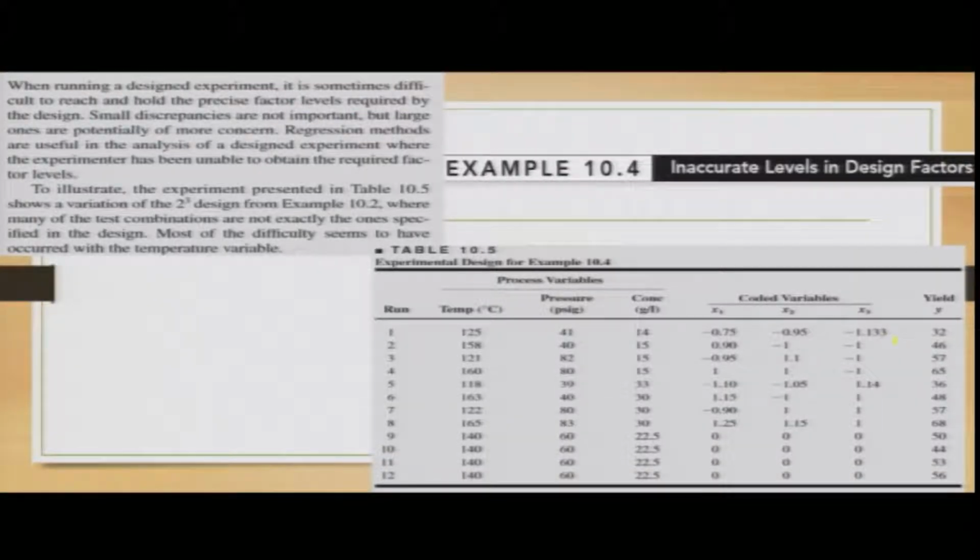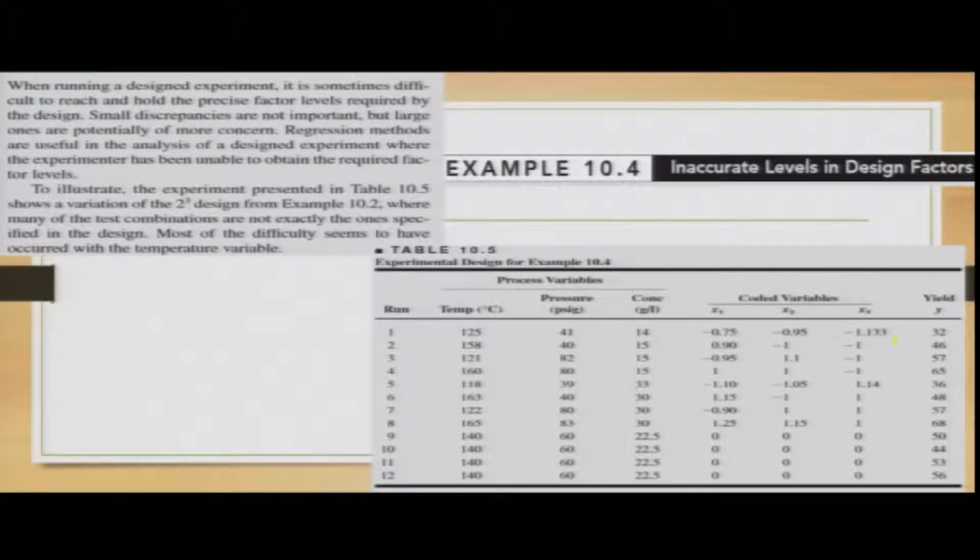When running a designed experiment, it is sometimes difficult to reach and hold the precise factor levels required by the design. Small discrepancies are not important, but large ones are potentially of more concern to us, and we should be careful. Regression methods are useful in the analysis of designed experiments where the experimenter has been unable to obtain the required factor levels.